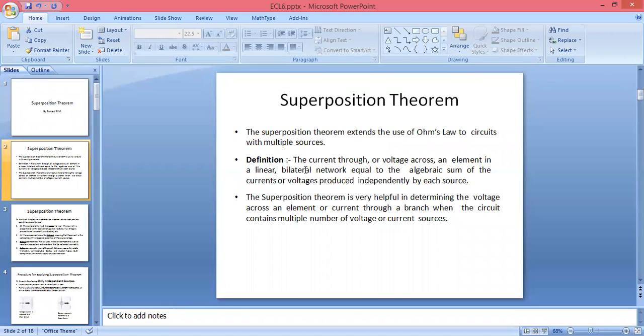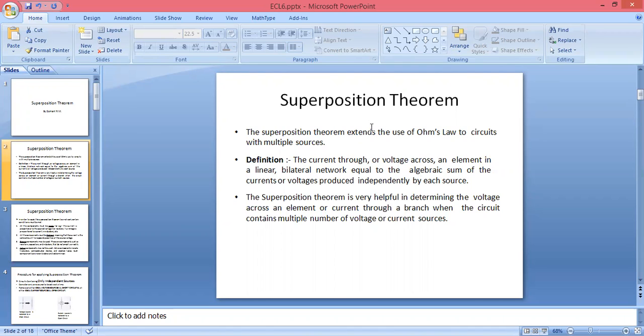So the superposition theorem: if any electric network contains two or more sources, then we can use the superposition theorem and calculate the current passing through any resistor, because the current passing through any resistor is the combined effect of all energy sources.